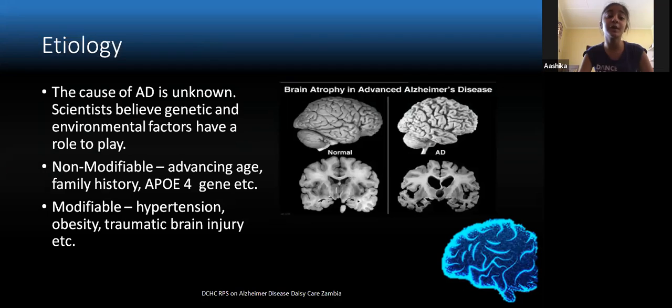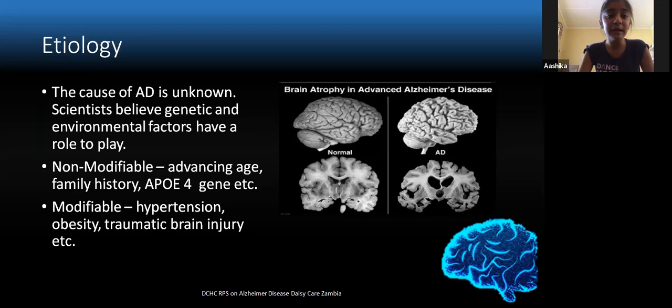Now we'll move on to what causes the disease. The cause of Alzheimer's disease is unknown, but scientists believe that genetic and environmental factors have a role to play. These are classified into two types: non-modifiable and modifiable. Non-modifiable simply means it's naturally occurring and cannot be stopped, and modifiable means a simple change in your lifestyle can help prevent these.